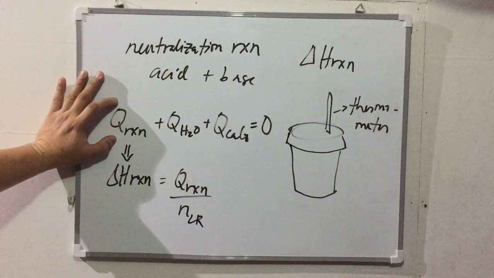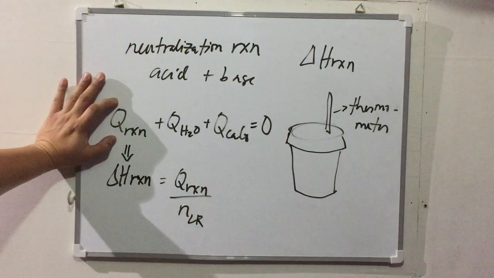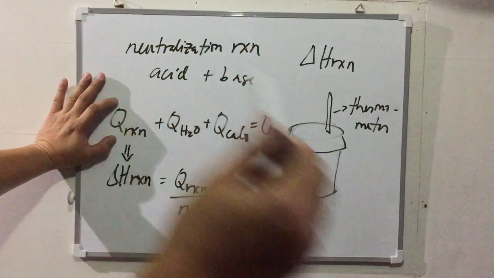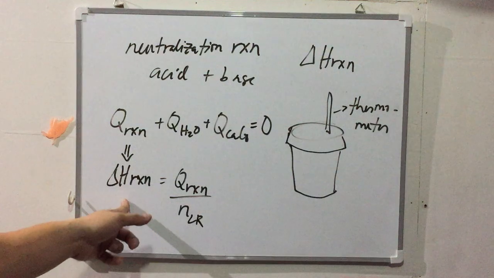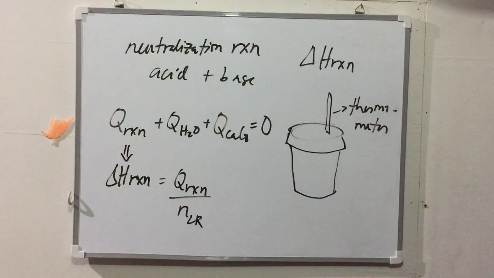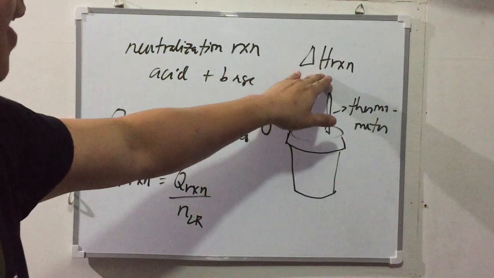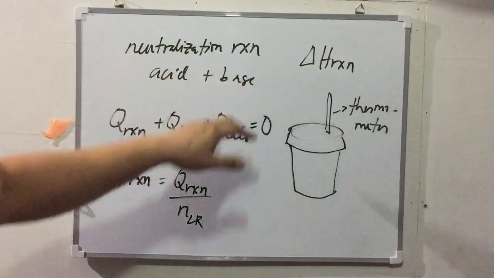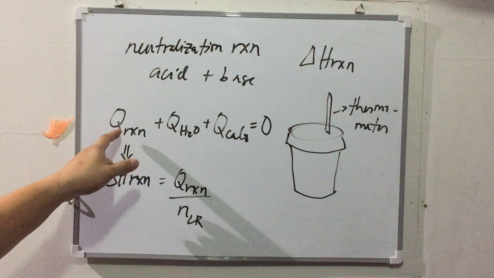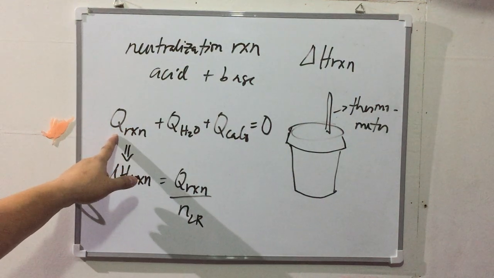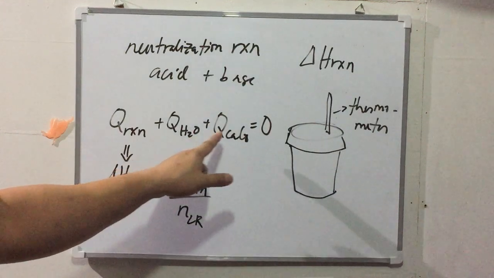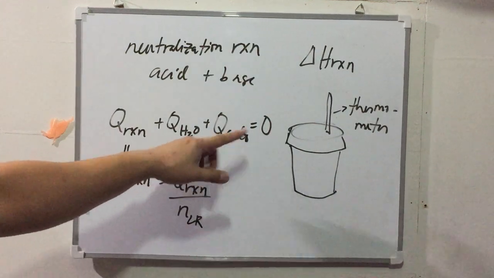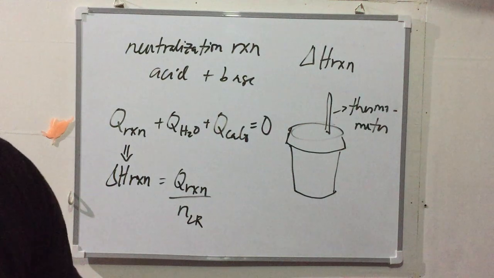But then again, you can compute the delta H of reaction for this new acid and base pair using again this relation. Okay? So the first step uses a reference delta H of reaction, a reference acid and base. You can compute the Q reaction for that. You always know Q H2O, because you always know the amount of water. You don't know the C of the calorimeter. That's what you looked for in the first step.